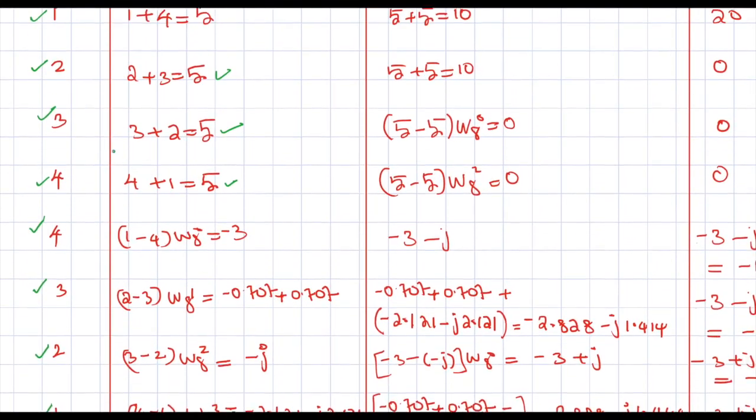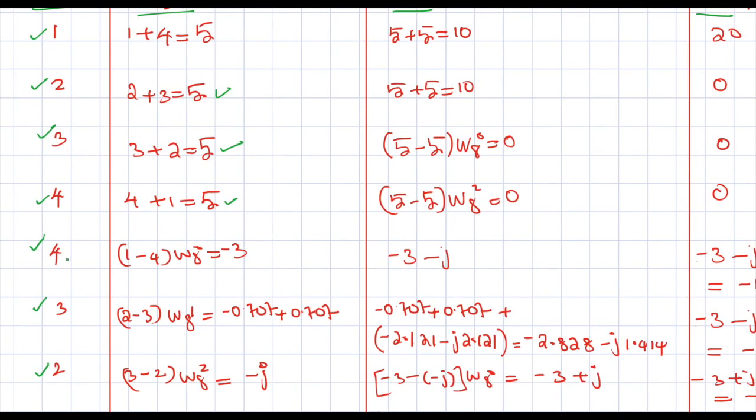So here what I'm doing is I'm taking 1, then subtracting 4, then I'm multiplying it with W80. So the result would be minus 3, because W80 is actually 1. Then you have 2 minus 3 into W81. So the value would be minus of W81, that is minus 0.707 plus j 0.707.